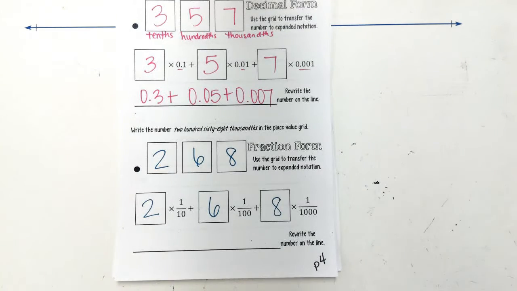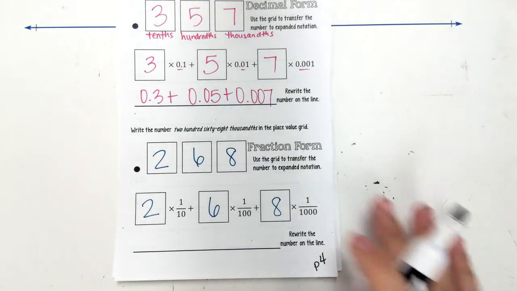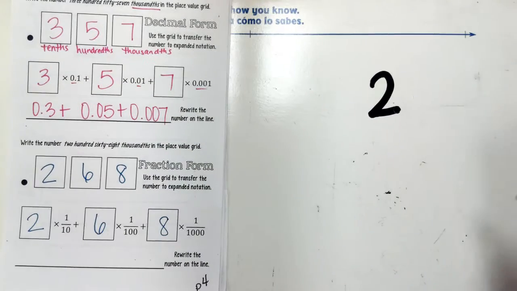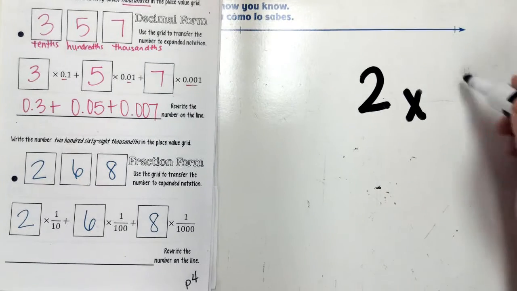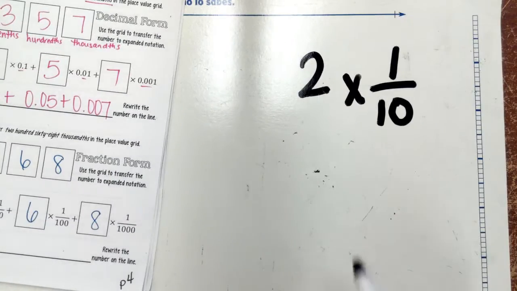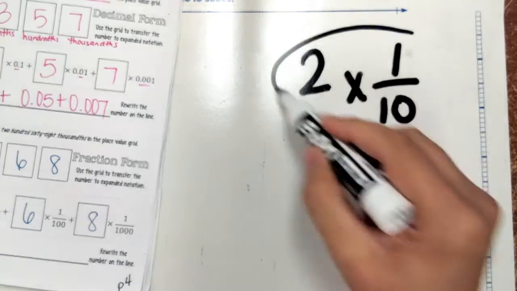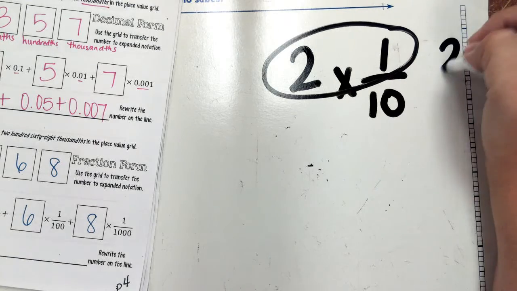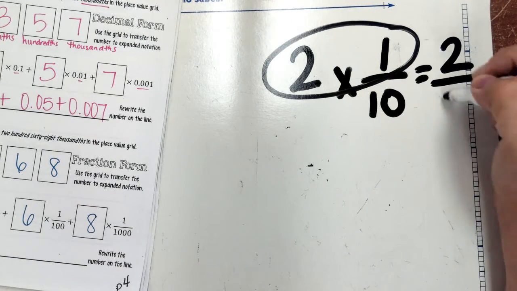Okay, so we're going to look at and review what it is to multiply a whole number by a fraction. So to multiply a whole number by a fraction, you take your whole number, you multiply it by our 1/10. You can just multiply it like this, your top numbers together, and leave your fractional value. So that would be 2 times 1 is 2 and tenths.